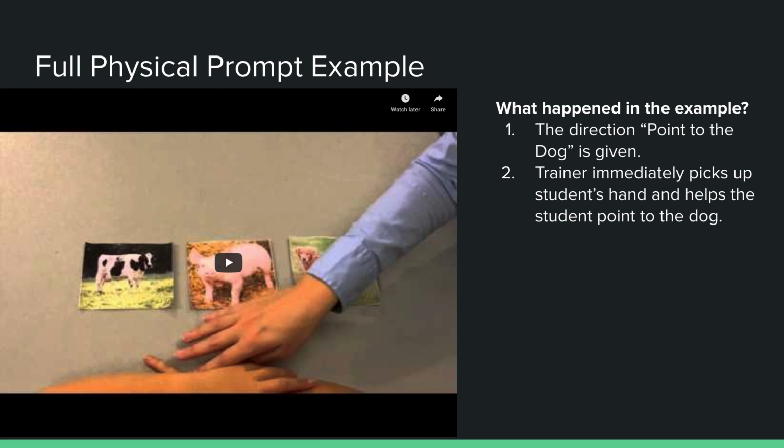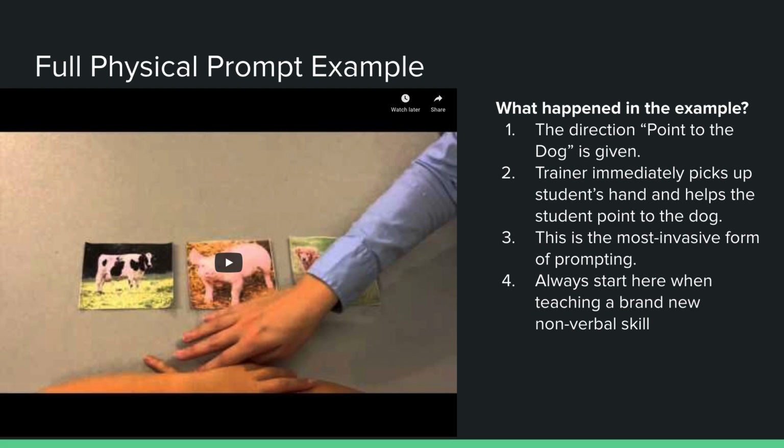for them to be distracted, become enamored with an incorrect response, or associate a different behavior with the reinforcement that they receive afterwards. So basically, we give them a lot of support on the front end so that when we fade it out on the back end, they're able to do it independently. So this is the most invasive form of prompting. And we always start here when we're teaching a brand new nonverbal skill.